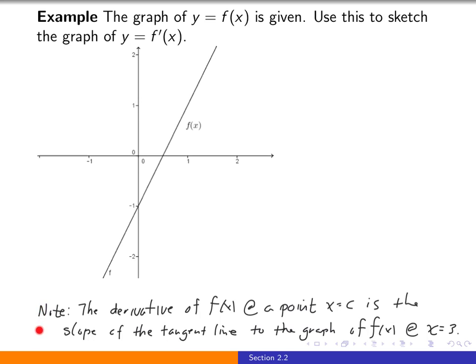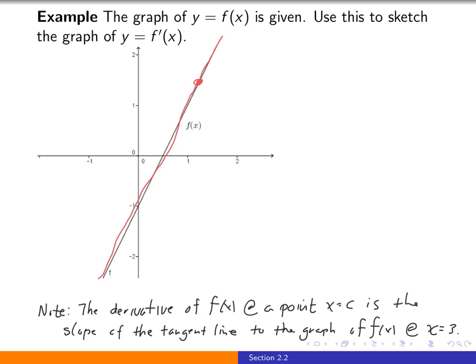The key observation that's going to allow us to do this fairly efficiently is to note that the derivative of a function at a point is the slope of the tangent line to the graph of that function at that point. It's one of the big geometric interpretations we have of the derivative, slope of a tangent line. Looking at the graph that we are given, it's just a line. If I pick any point on this line and draw the tangent line, note that it's simply going to be the graph of the function f itself. So at any point on a line, the tangent line is just the line.